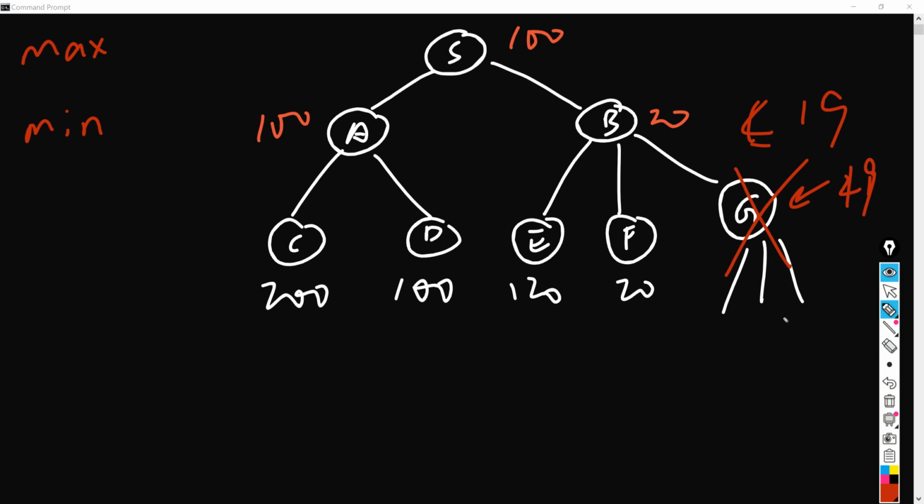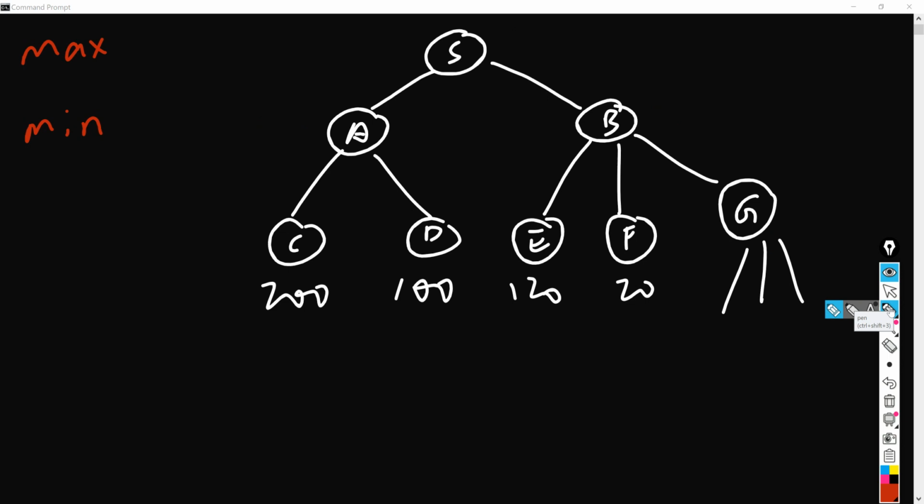So this is what we call pruning. And in order to introduce pruning, I would like to introduce the alpha beta pruning algorithm. So we are still going to use this diagram. There are a few things to take note of. So alpha beta, I will just represent like this.